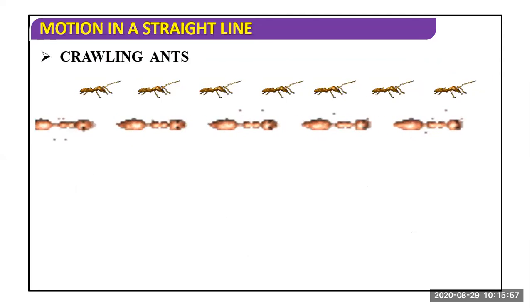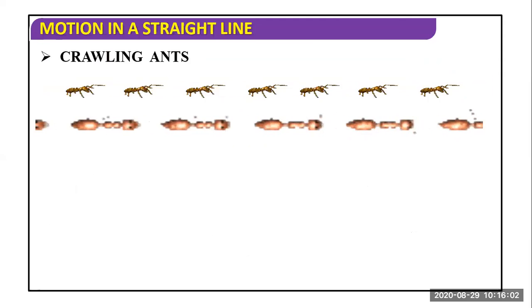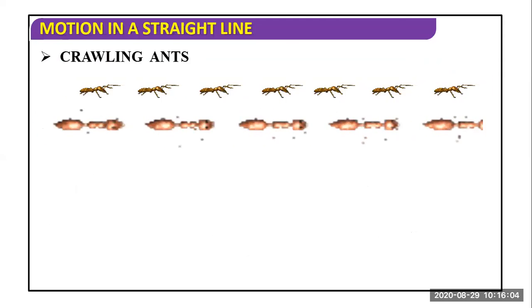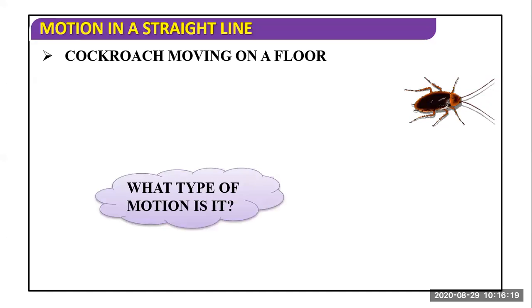Okay, now we will see the different types of motion. First, we will see the motion of crawling ants. Crawling ants are moving in a line. Second, we will see the motion of a cockroach. A cockroach moves on a surface, so its motion can be considered as two-dimensional on a surface, and the ant can be considered as one-dimensional.